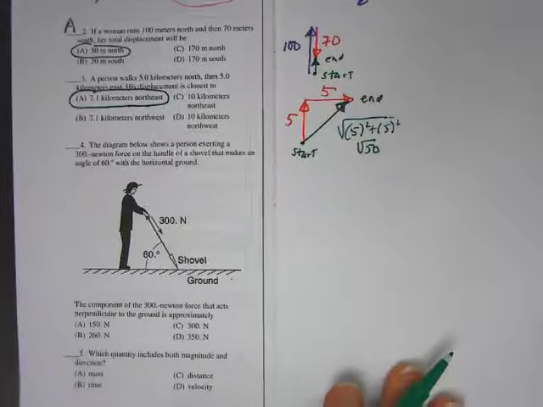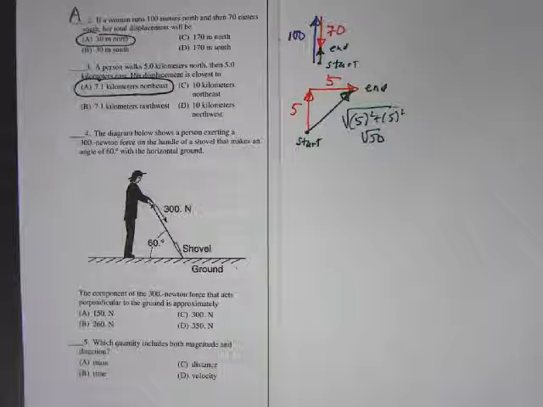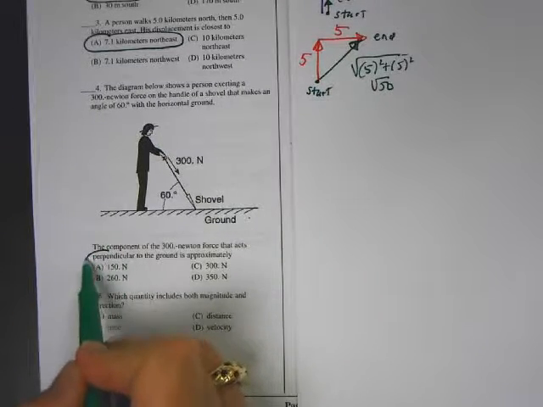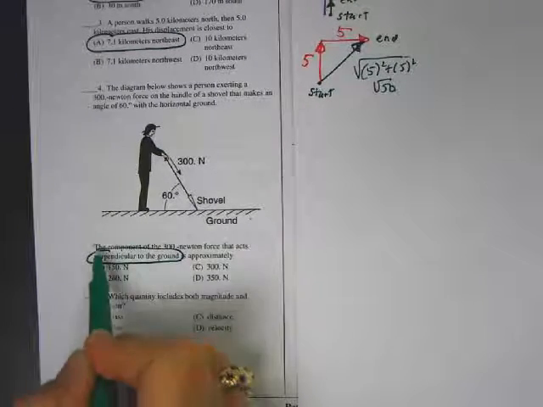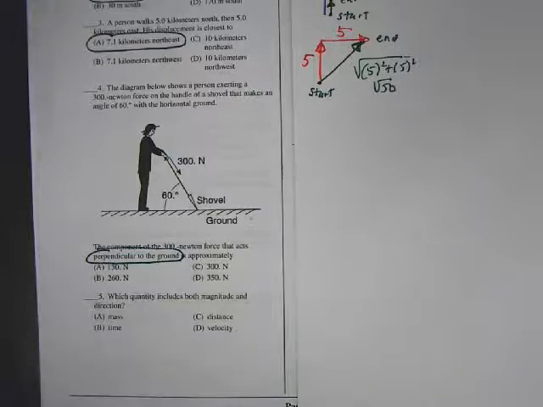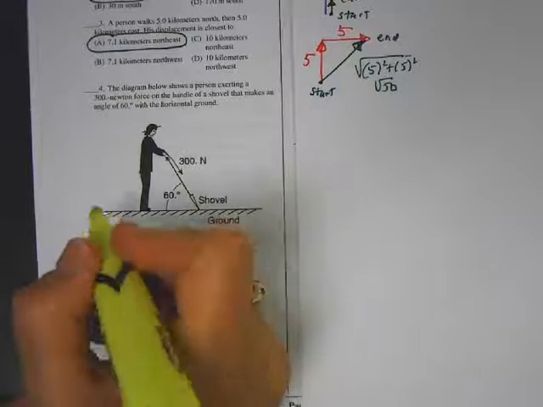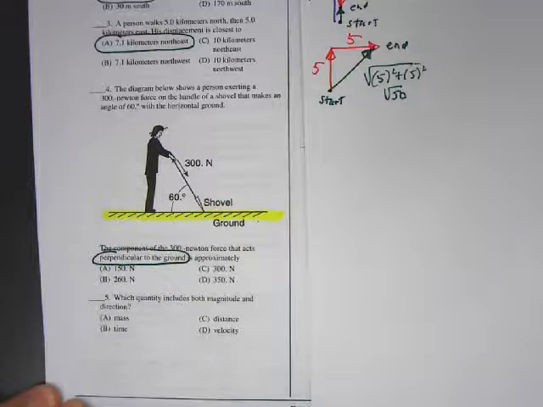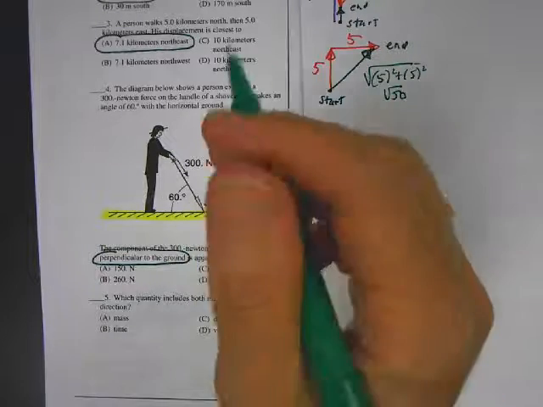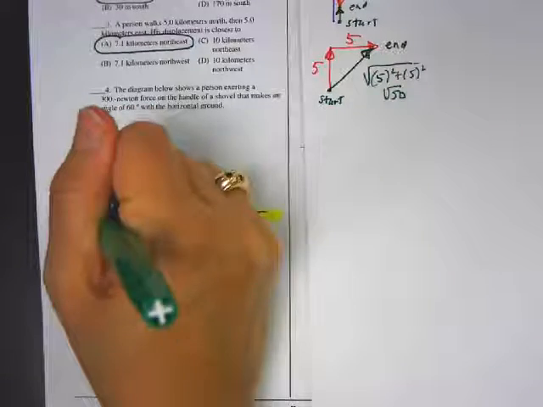All right, next one. The diagram below shows a person exerting a 300 Newton force on the handle of a shovel that makes an angle of 60 degrees with the ground. The component of the 300 Newton force that acts perpendicular to the ground. So this is the key right here. Perpendicular to the ground. Here's the ground. So perpendicular to the ground is this way.